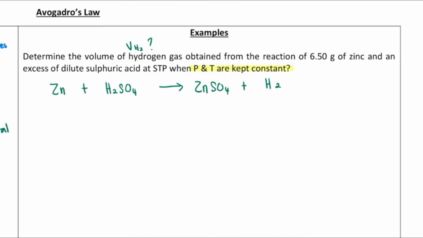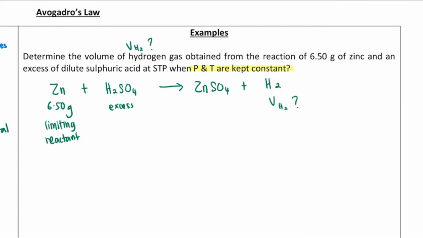So jadi ZnSO4 and then H2 release. Okay, hydrogen gas release. Okay, and then from this equation, information yang dia bagi adalah mass of zinc, which is this one, 6.5 gram. Okay, and then kalau H2SO4 excess, automatically zinc adalah limiting reactant. Okay, so recall balik lah, ini chapter 1. Okay, and then dia minta volume of hydrogen gas.